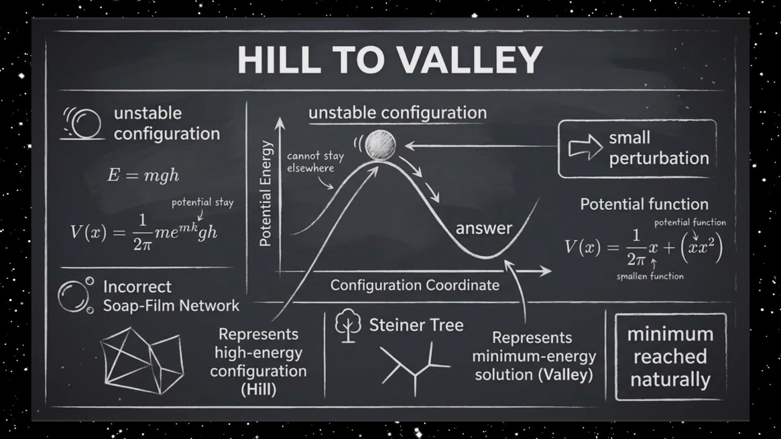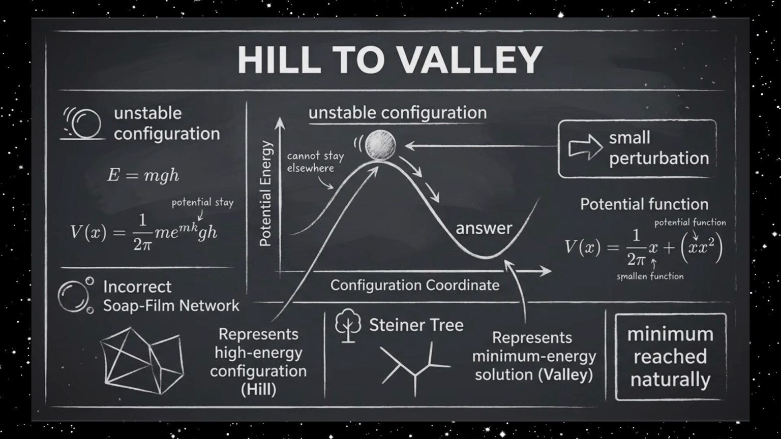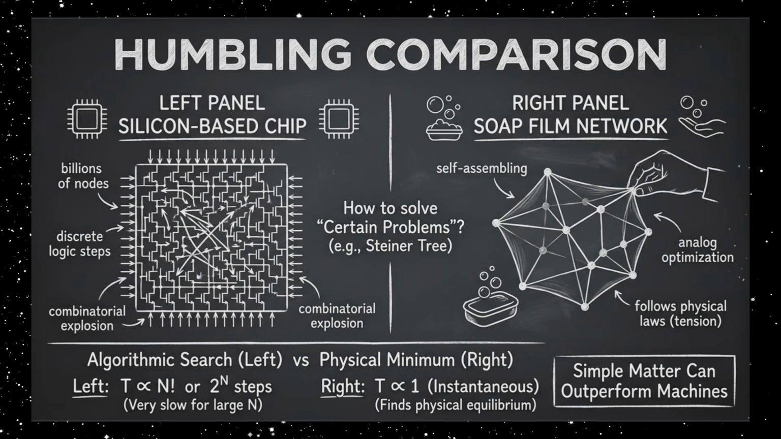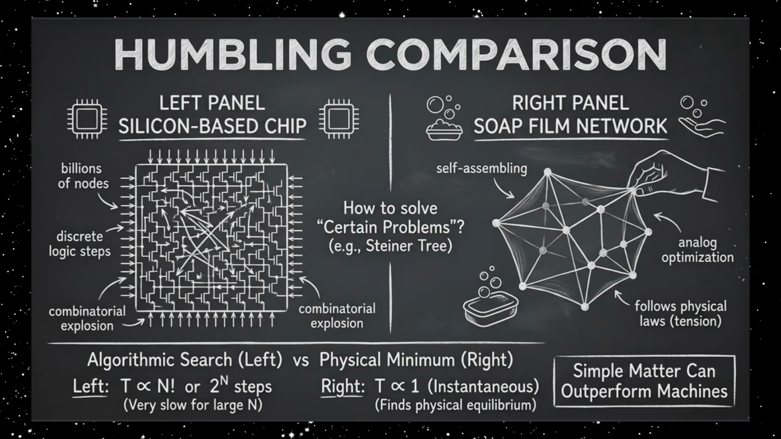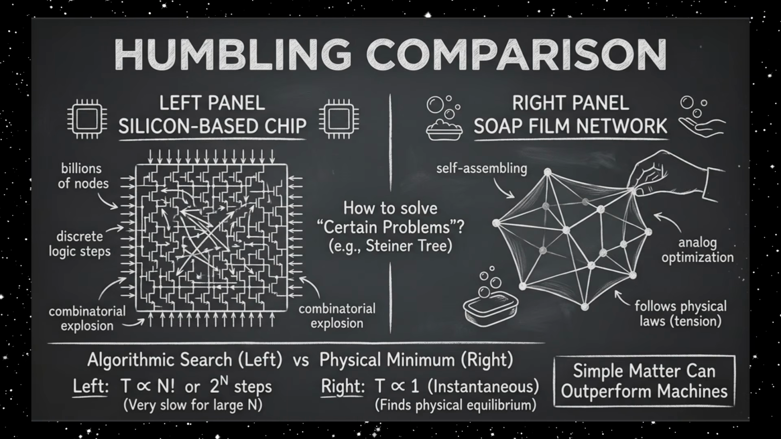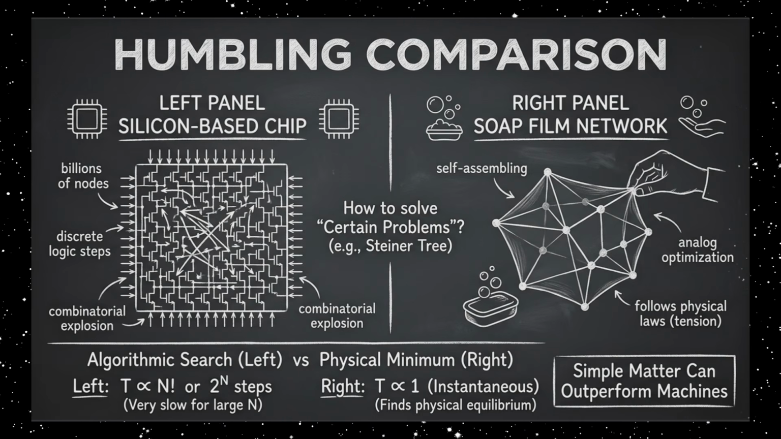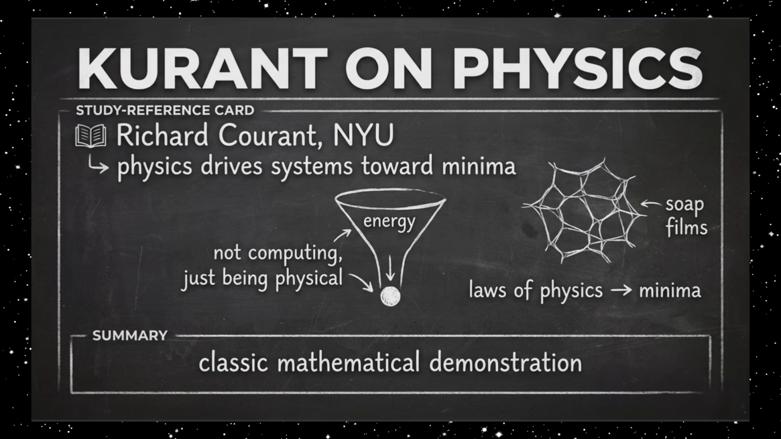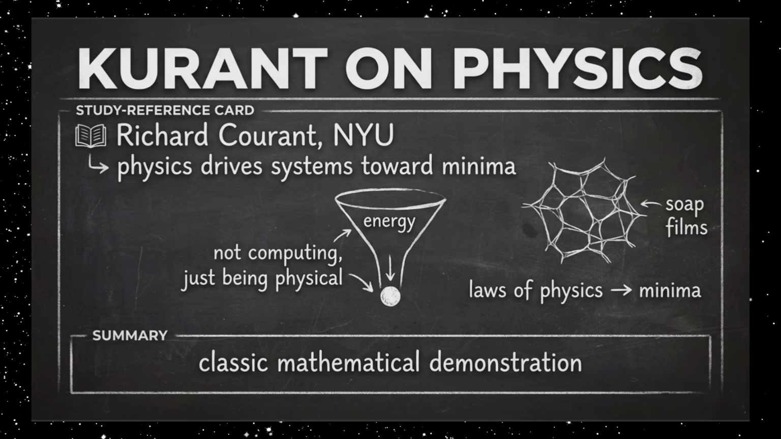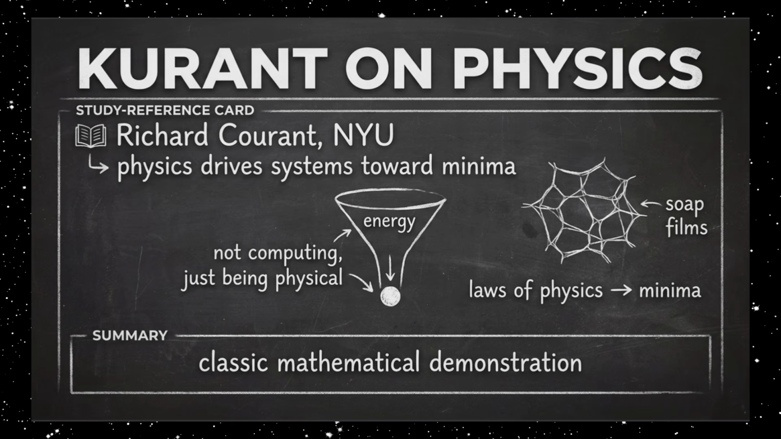The soap film finds the answer not by looking for it, but by being unable to be anywhere else. There's something profoundly humbling about this. We build machines with billions of transistors, switching trillions of times per second, running sophisticated algorithms written by brilliant programmers. And for certain problems, a film of soapy water, thinner than a human hair, outperforms them all. Not because it's smarter, because it's not computing at all. It's just being physical. It's obeying the laws of physics, and the laws of physics naturally drive it toward minima.